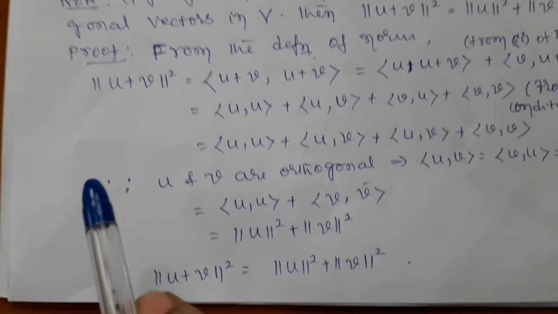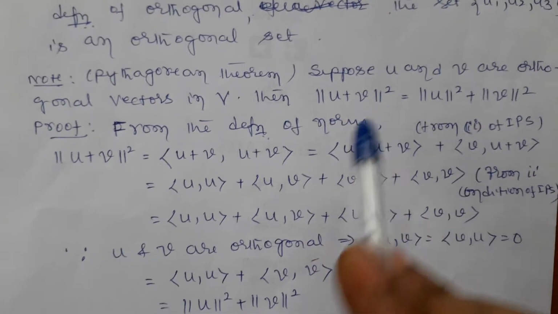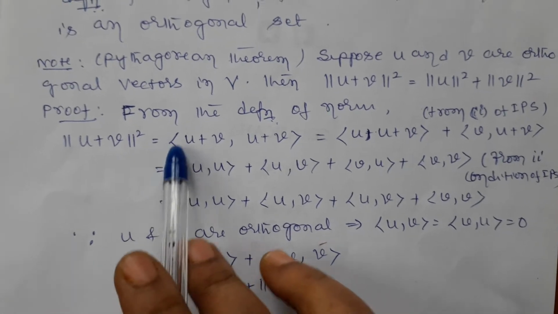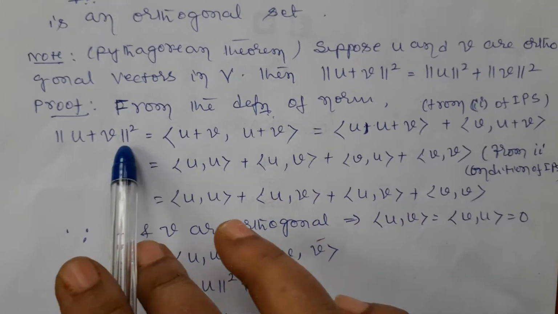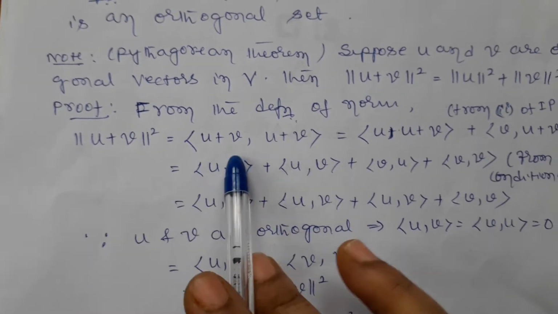Now I consider the left hand side, the norm of u plus v whole square. From the definition of norm, you already have, there is no need to write a square root on the right hand side because you already have a square on the left hand side. So it is the inner product of u plus v comma u plus v.